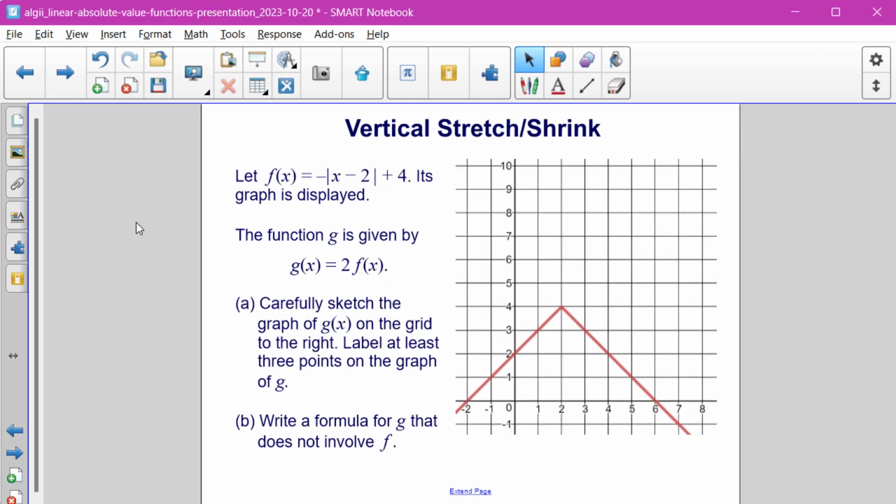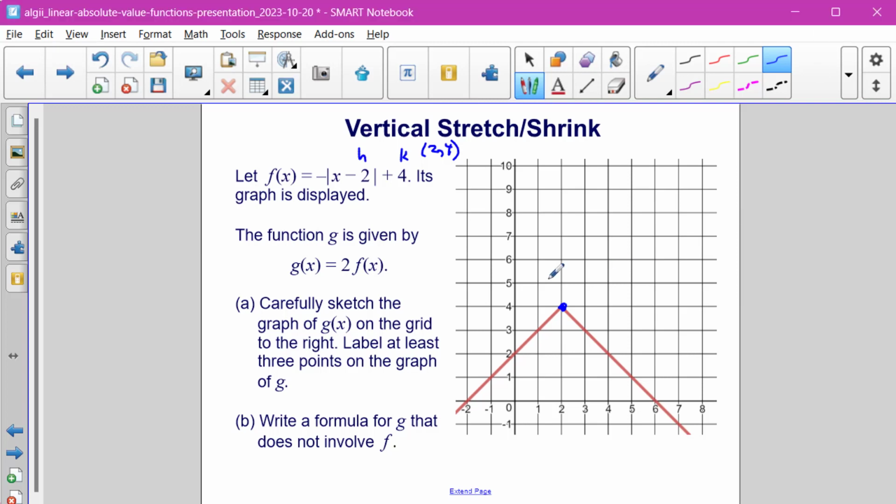Here's another example with vertical stretches and shrinks. We're going to let our initial function f of x be equal to the negative absolute value of the quantity x minus 2, and then plus 4. Its graph is displayed here to the right. Notice that this function is actually written in vertex form, where we have h is 2 and k is 4. So we have 2, 4 as that initial vertex of our absolute value function. And it's negative, so it's opening downward.